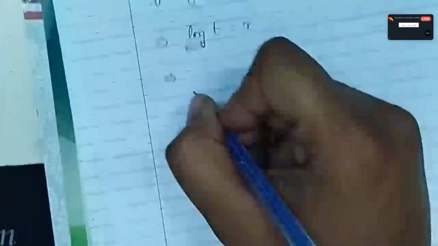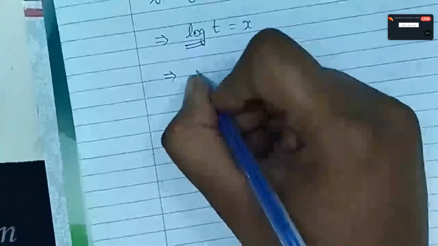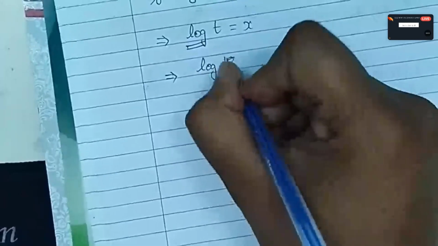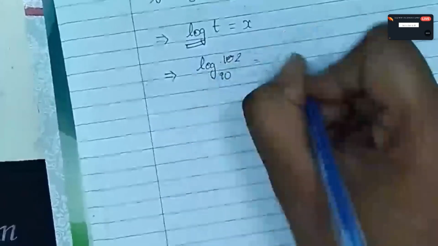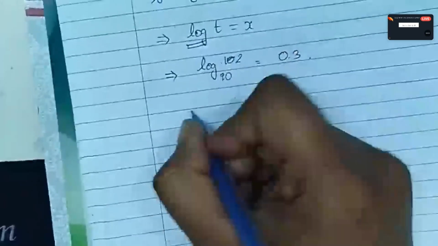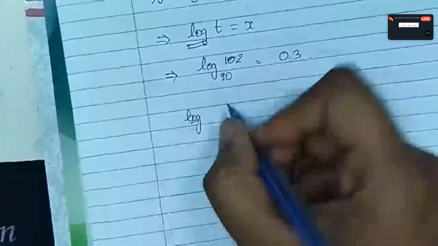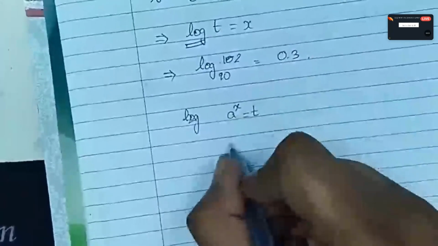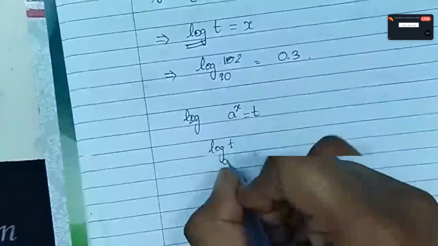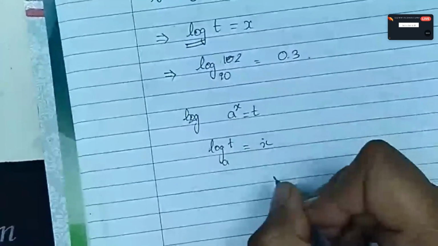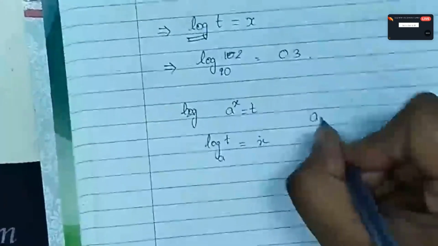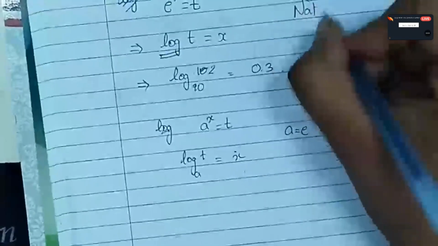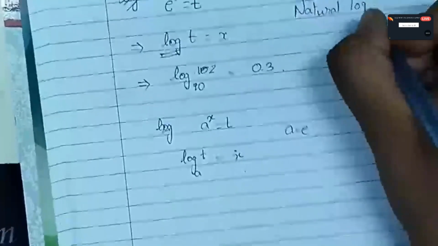So for a number, for example, the famous one is log 2 to the base 10. This is 0.3. So log can be of any number. For example, if a raised to x equals t, then we can say log t to the base a is equal to x. Now when a is equal to e, it is called natural log or ln.